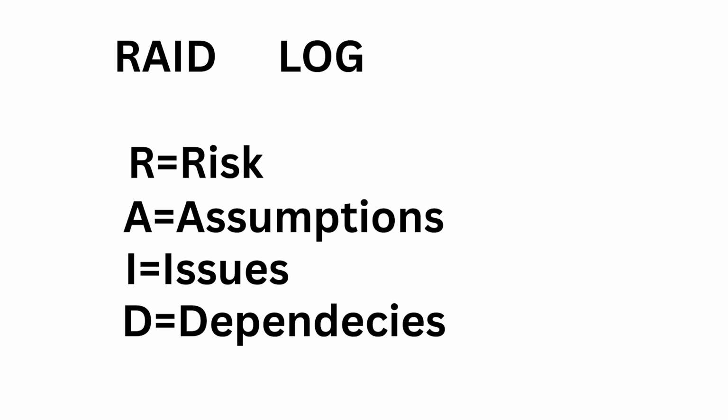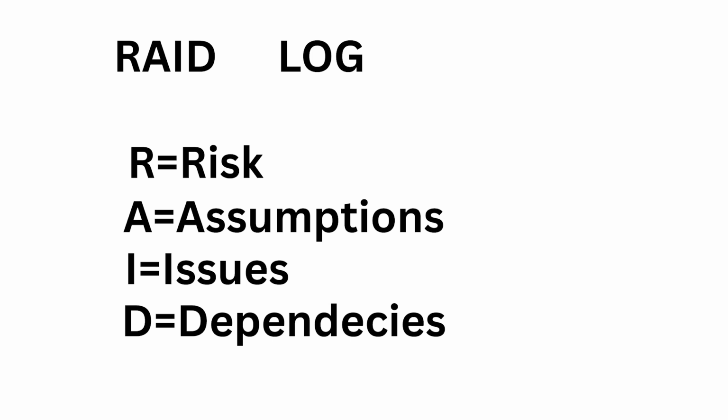Let's break down the RAID log for clear understanding. The R stands for risks. These are the things that might go wrong in the course of your project. You need to identify your risks and make sure that you have solved all of them. The A stands for assumptions. As a project manager, you don't need to assume anything. Don't take anything for granted. The I stands for issues. These are the things that are already going wrong in your project, and you need to fix them before moving forward. The D stands for dependencies. These are the tasks or events that have to be completed before you start another one.